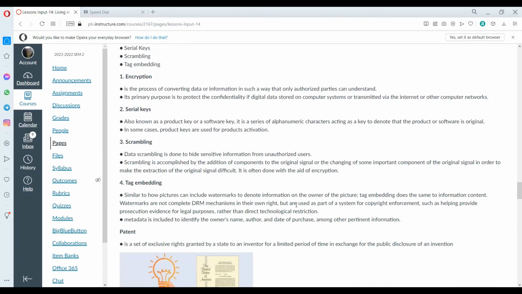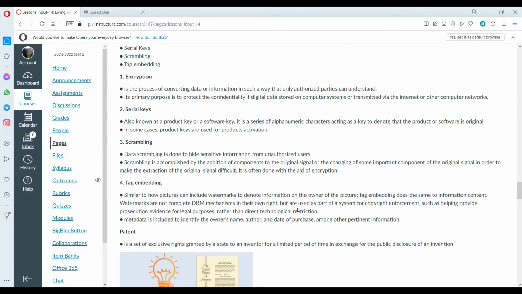Scrambling. Data scrambling is done to hide sensitive information from unauthorized users. It's accomplished by the addition of components to the original signal or the changing of some important component of the original signal in order to make extraction of the original signal difficult. This is often done with the aid of encryption.